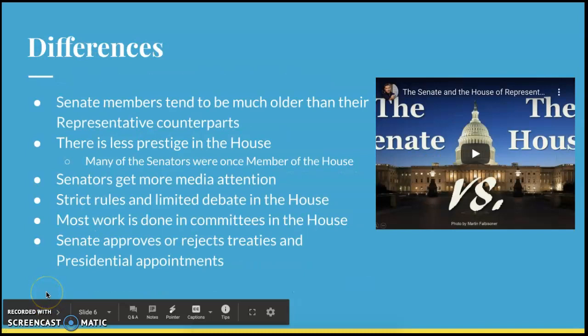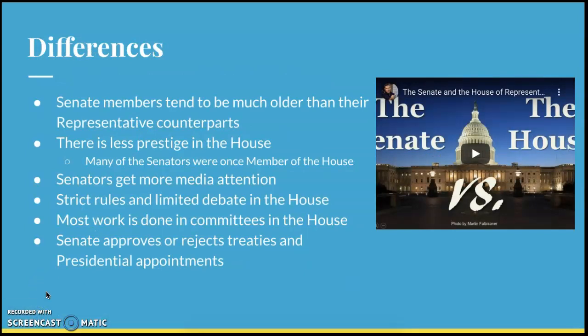So finally, the differences between the two. Senate members tend to be much older than their representative counterparts. A lot of them have actually served in the House prior, or served in other higher standing parts of government. There's less prestige in the House. Again, many members of the Senate were House representatives, so there's this aura of the Senate being higher in terms of standards. Senators get more media attention.